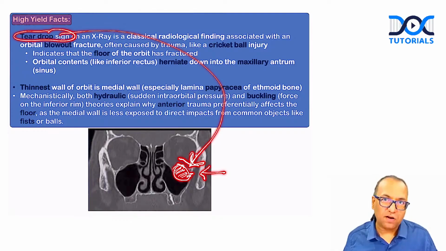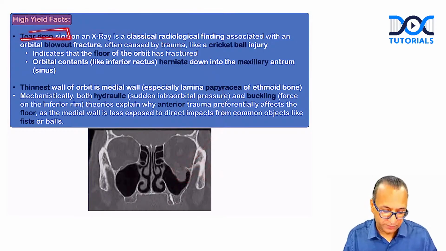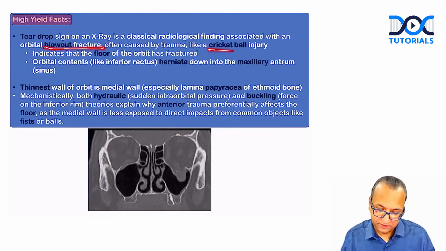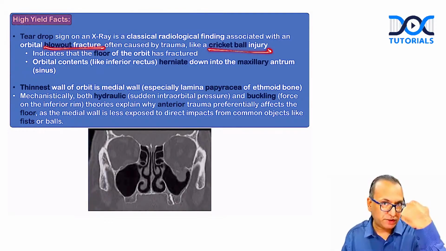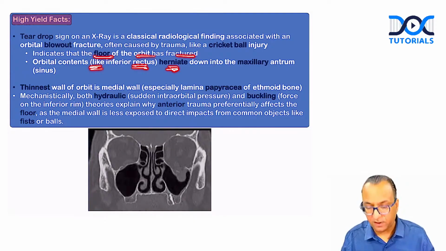What is gone, but there is something which is coming also. Blowout fracture, yes. So teardrop sign, X-ray, classical reading, blowout fracture, like a cricket ball injury or somebody punched. So the floor of the orbit is fractured. Orbital contents like the inferior rectus herniate into the maxillary antrum, which leads to diplopia.